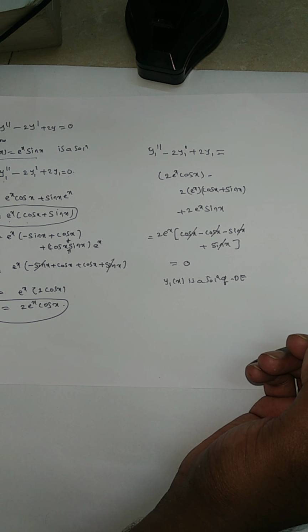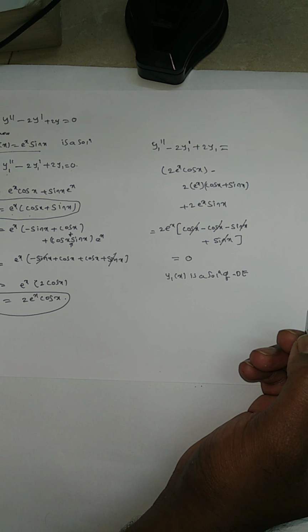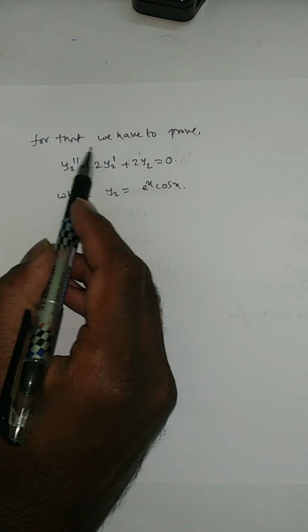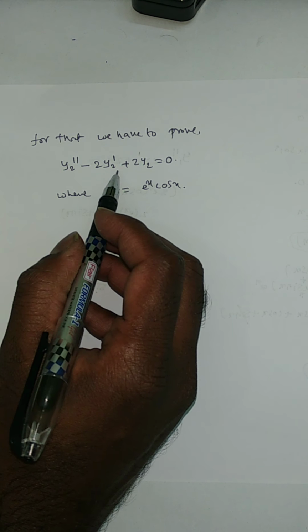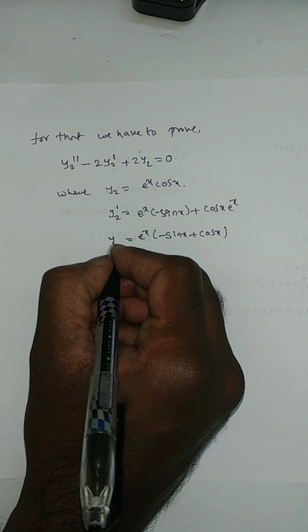Now we have to prove y2 of x is also a solution. For that we have to prove y2 double dash minus y2 dash plus 2y2 is equal to 0, where y2 is this one. So we need to find y2 prime, y2 dash, nothing but e power x into cos x derivative, which is minus sin x, plus second term cos x into e power x derivative, which is e power x only. I can take e power x common from this. I can get minus sin x plus cos x. Okay, this is y2 prime.